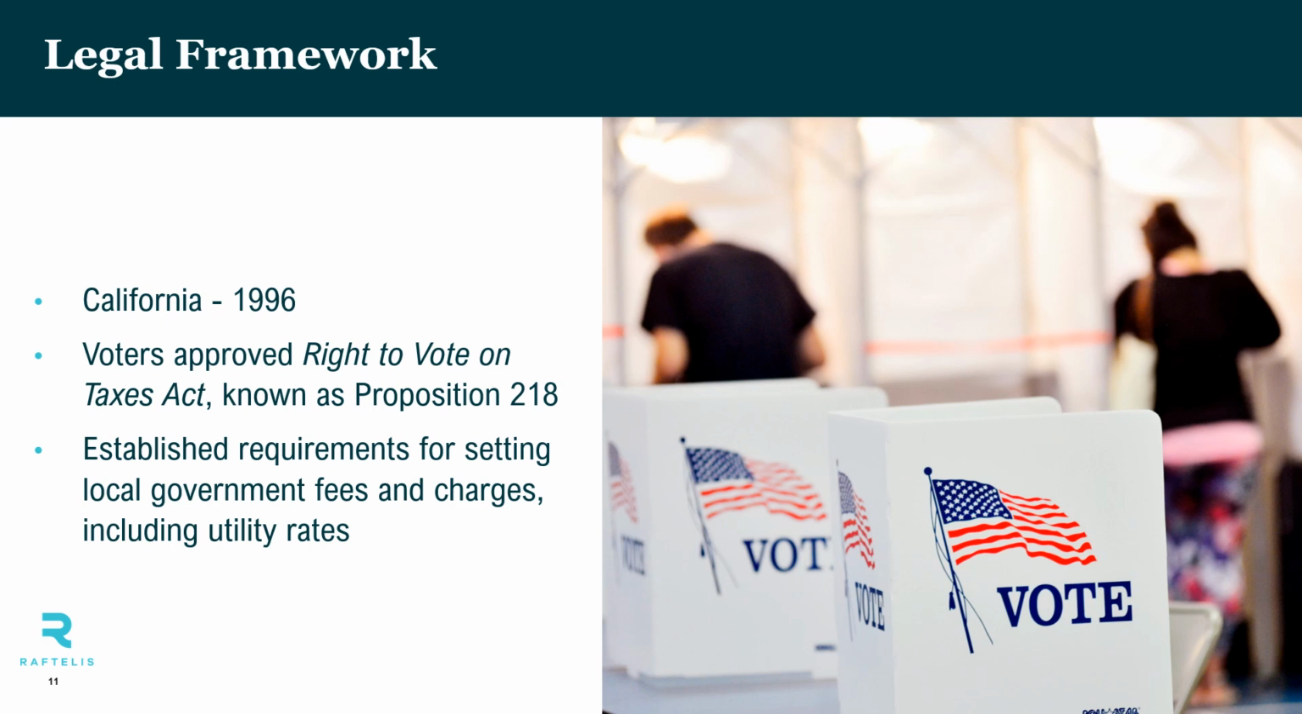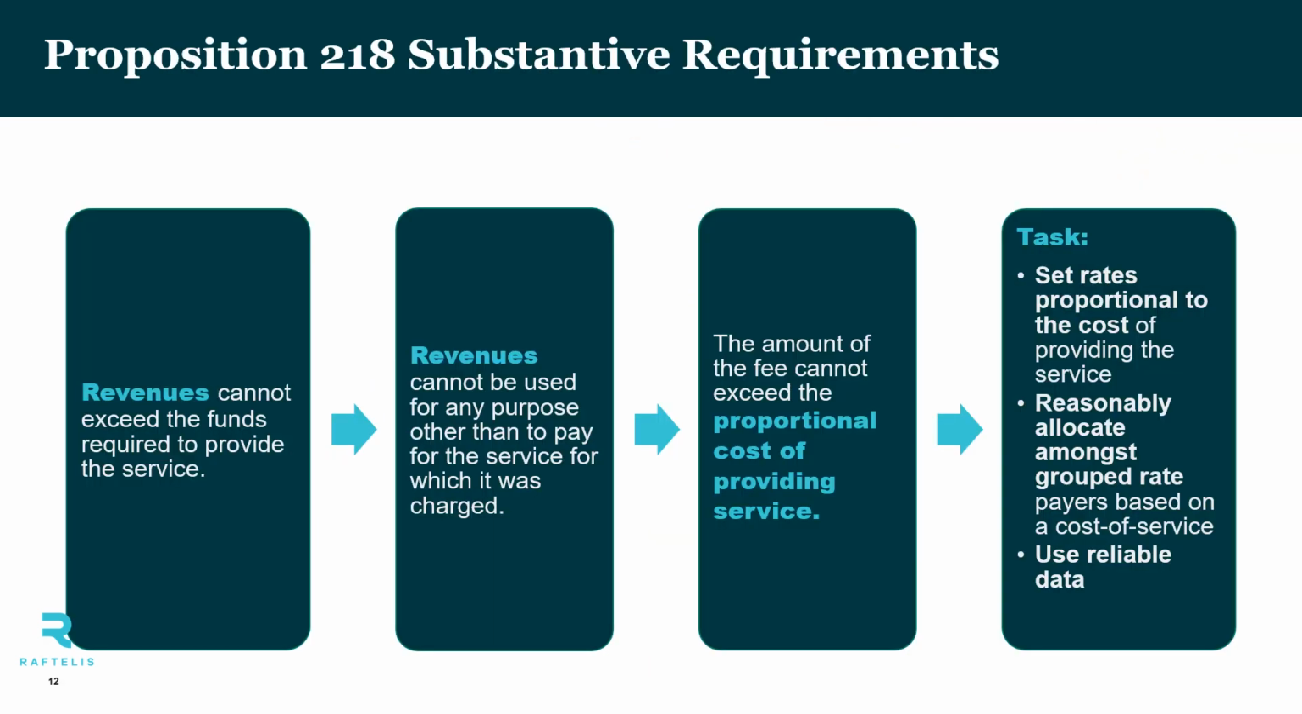California's legal framework guides how to determine rates and charges for utility services. In 1996, California voters approved the Right to Vote on Taxes Act, also known as Proposition 218, which established new requirements for setting local government fees and charges, including utility rates.